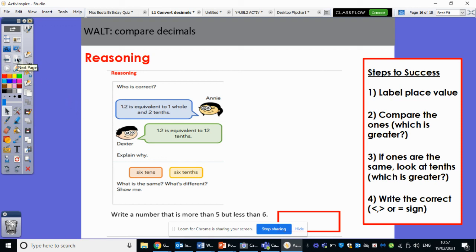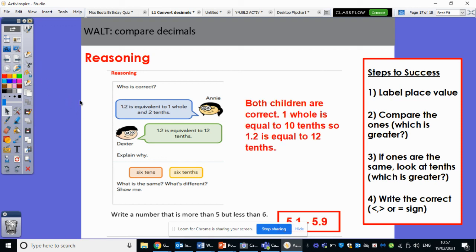So hopefully, guys, you have finished that reasoning. Let's have a look at the answers. So for this one, both children are correct because 1 whole is equal to 10/10. So 1.2 is equal to 12/10. So they're both absolutely right in that regard.